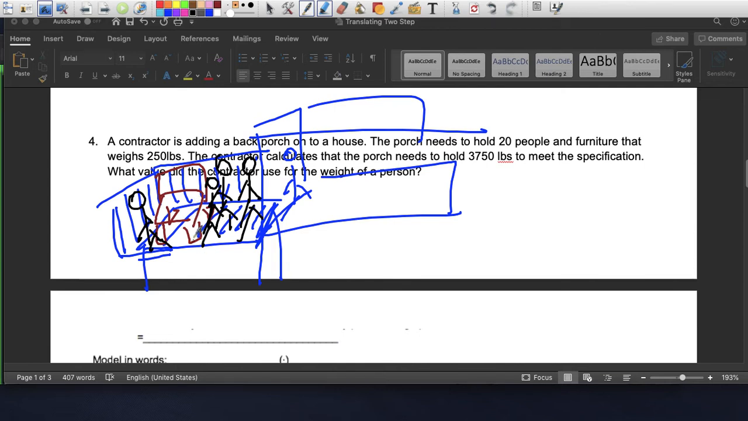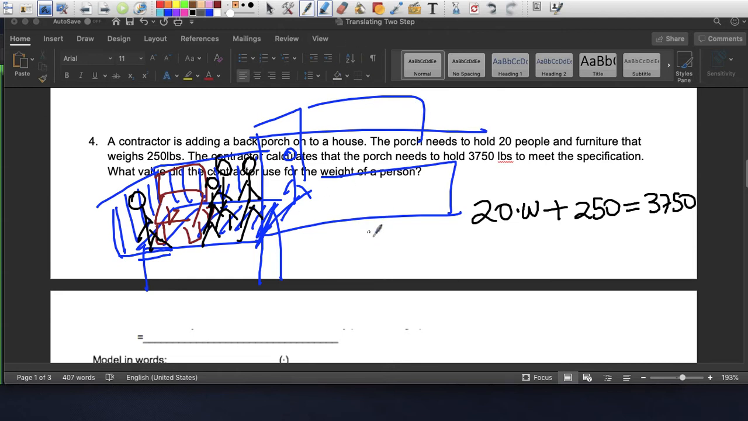Do we know how much each person weighs, or what the contractor used as the weight per person? We don't know, but I do know one thing: that whole structure has to hold 3,750. The furniture is 250 pounds. So the 20 people have to be multiplied by a certain weight, the weight the contractor assumed each would have, plus 250 pounds for the sofa, and that gives us 3,750.